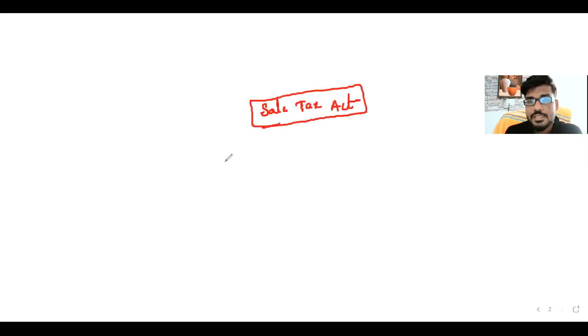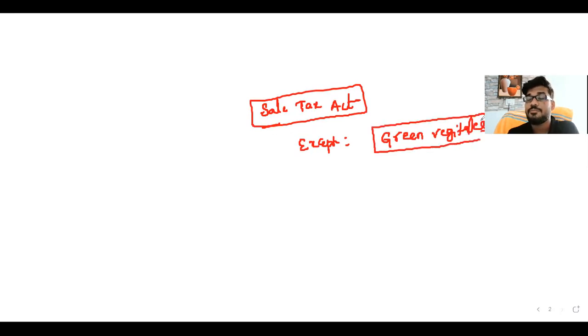According to the Sales Tax Act, whenever there is a sale and purchase, you have to pay the tax. But there is an exception: green vegetables. Green vegetables are exempt from sales tax. There is no need to pay sales tax on green vegetables. So in this scenario, when you apply the literal meaning of this act, what are green vegetables?